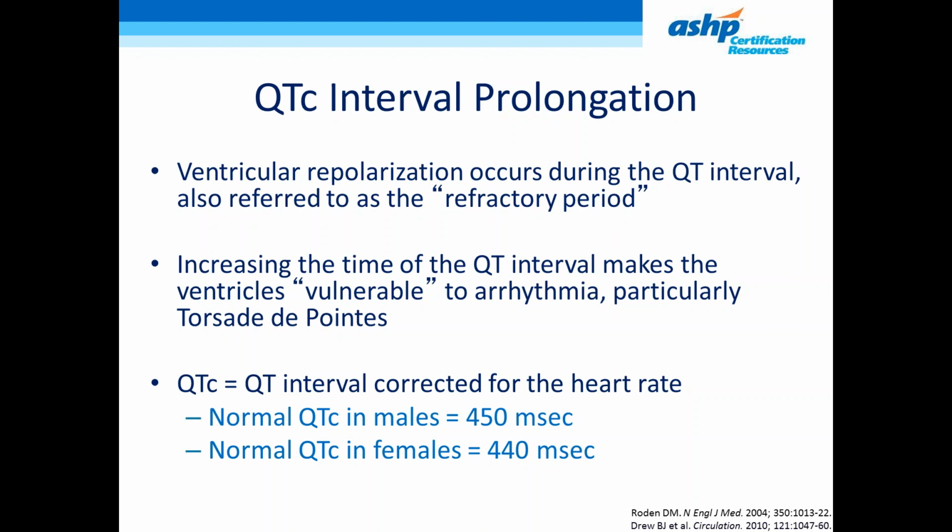Now, we often use the QTc interval when we are looking for prolongation. We use the QTc interval because this is corrected for the patient's heart rate. Now, the normal QTc in males is 450 milliseconds, and a normal QTc in females is 440 milliseconds. Essentially, anything greater than 500 is considered prolonged and increases the patient's risk for ventricular arrhythmia.